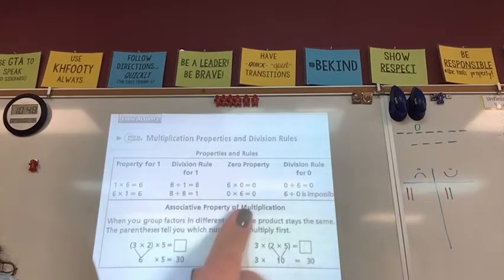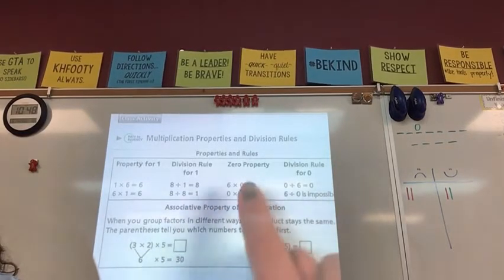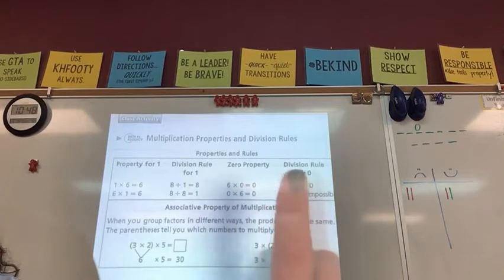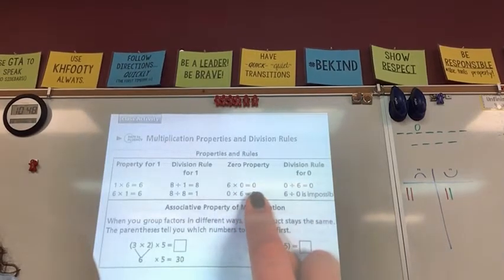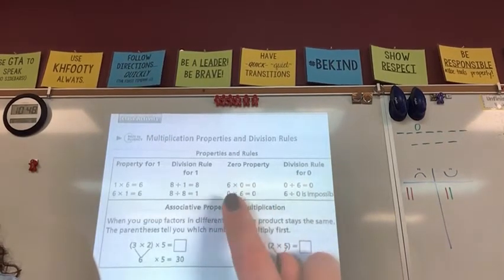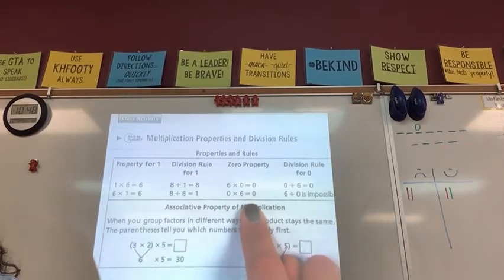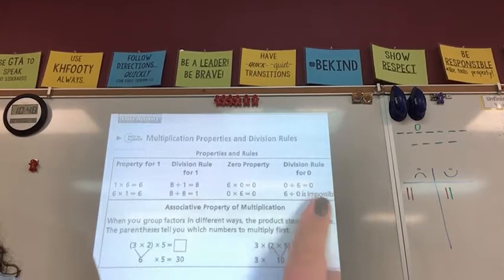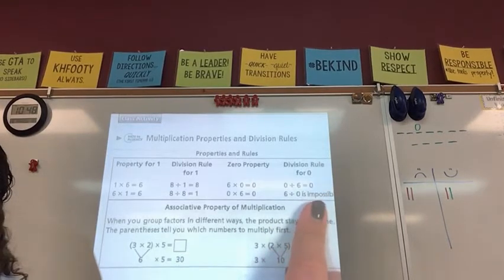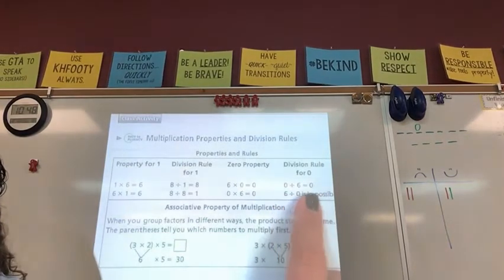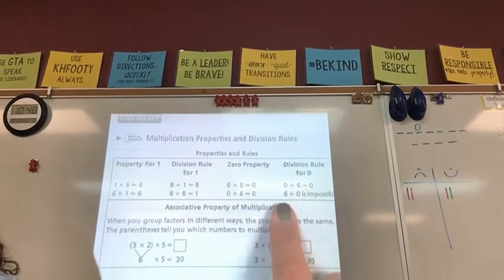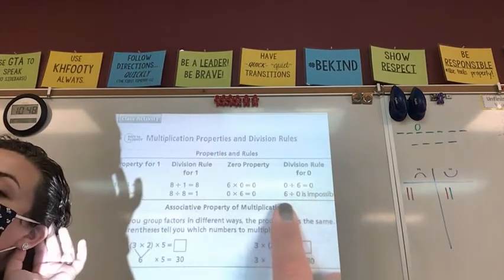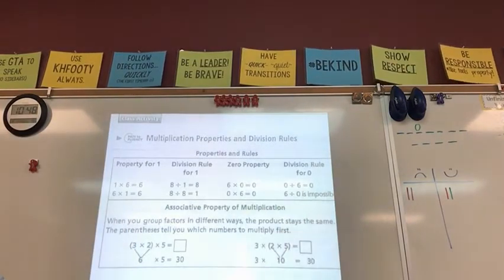The zero property: 6 times 0 equals 0. 0 times 6 equals 0. Division rule for 0: 0 divided by 6 equals 0. 6 divided by 0 is... impossible.